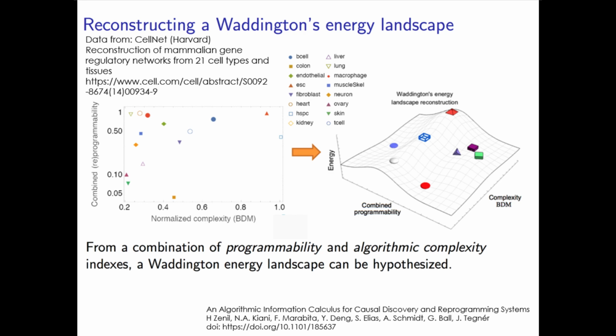had also a high reprogrammability as it would be expected, and that for example B and T cells followed closely and were relatively close to each other, conforming to the biological expectation, and then all other differentiated cells were on the other side of the reprogrammability index with low algorithmic complexity.